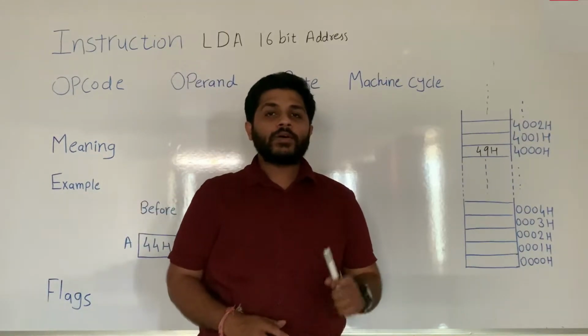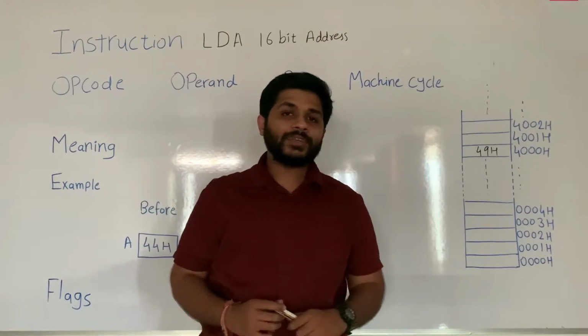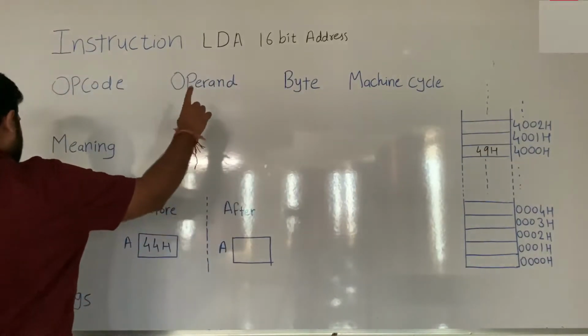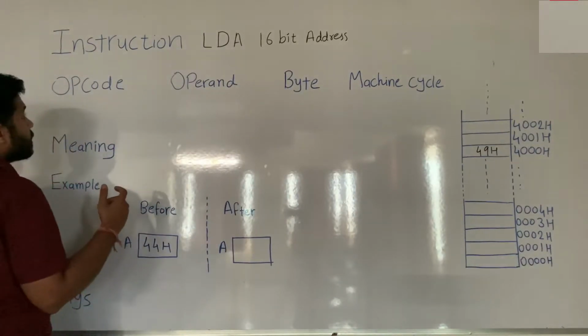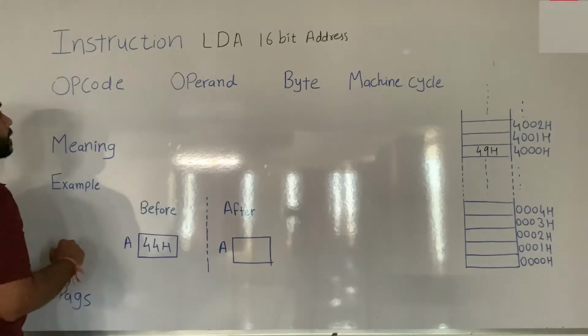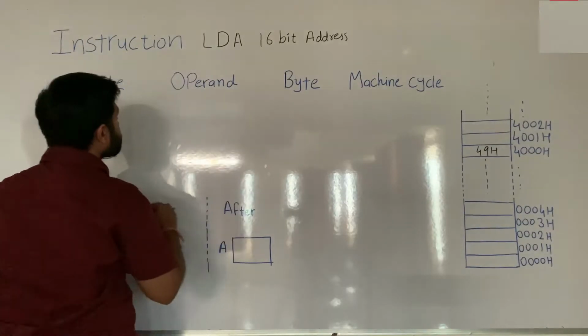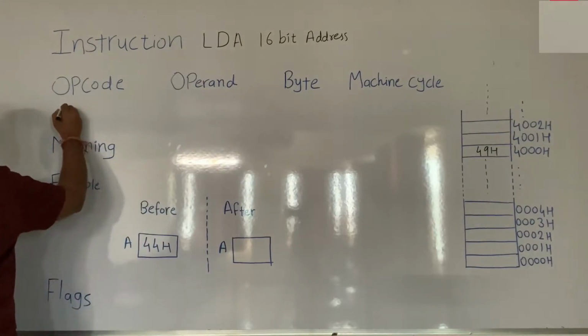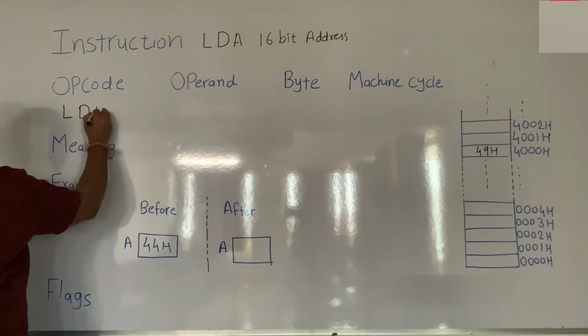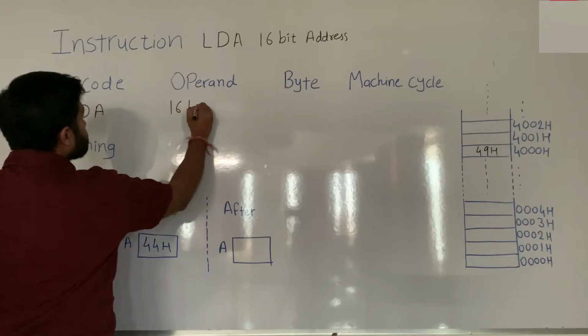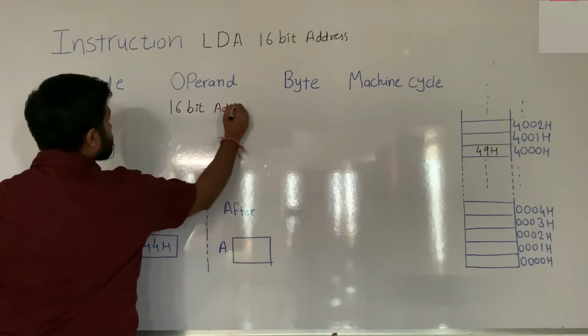So hi everyone, now let's see the instruction LDA 16-bit address. For this instruction, what is the opcode? You know that in an instruction, the first part is known as the opcode and the remaining part is known as the operand. So in this instruction, the opcode is LDA and the operand is the 16-bit address.